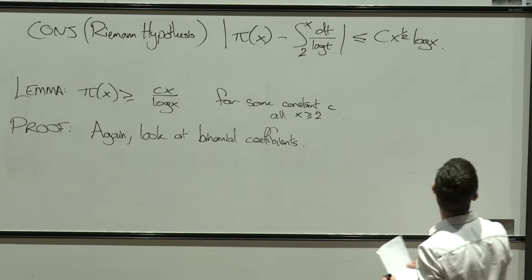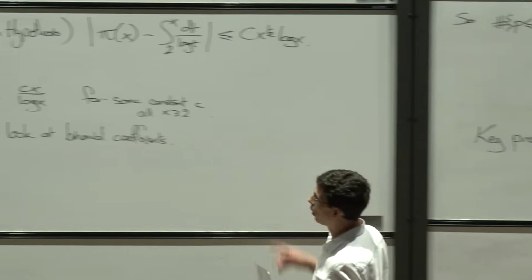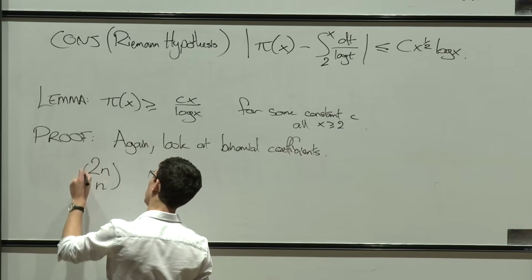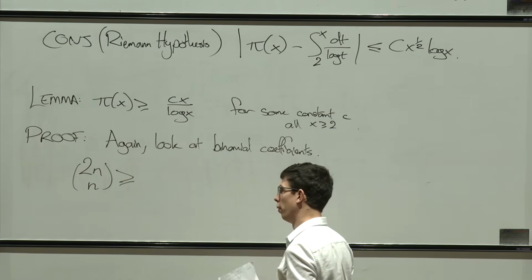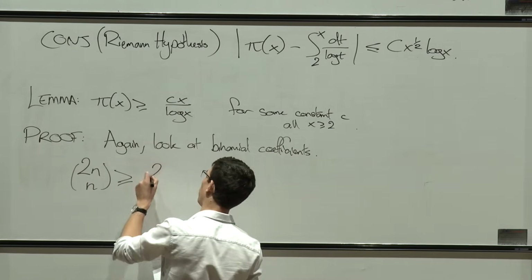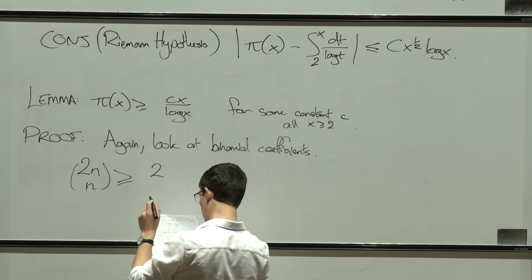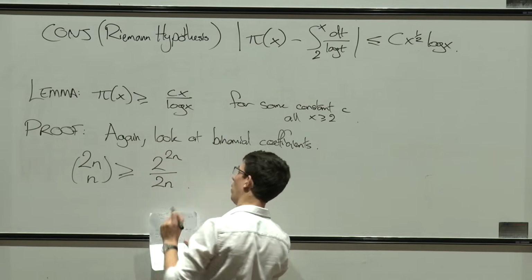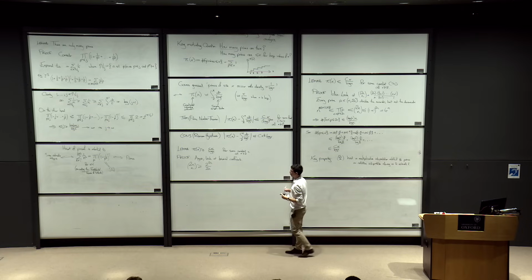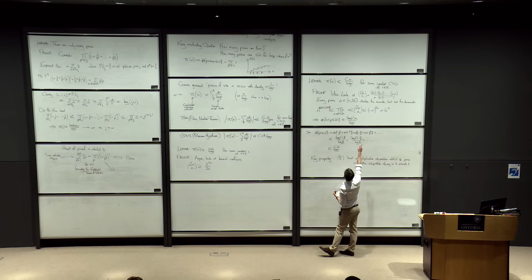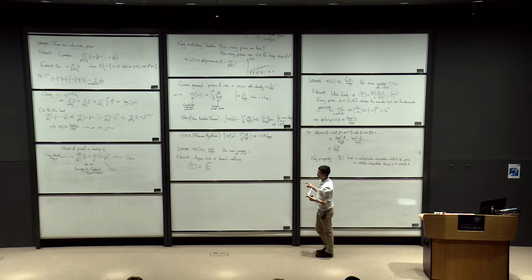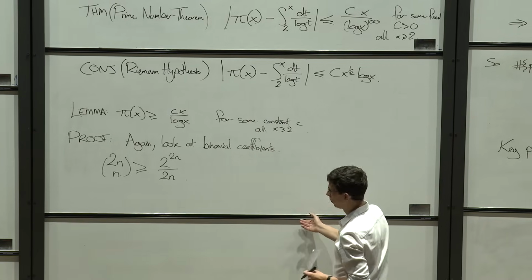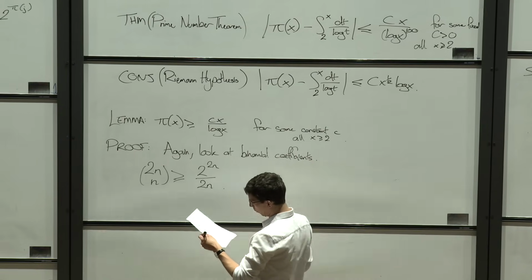So a slightly more complicated estimate on the binomial coefficients, but still not too complicated at all, is that 2n choose n is bounded below by 2 to the power 2n divided by 2n. So it's not quite the same size as 4 to the n, it's bounded below by 4 to the n divided by 2n. This is not hard to prove, but I won't do this now.